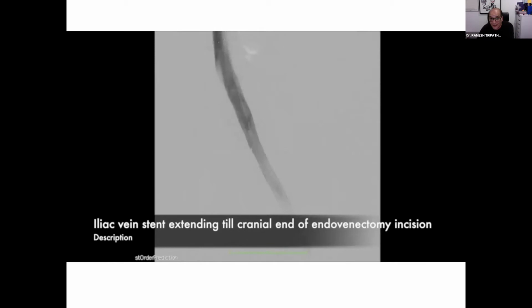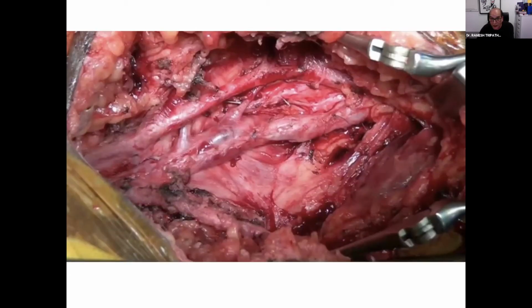So even after the stent placement, this is after a balloon angioplasty, and this is after stenting. And this is the closed vein at the end of the procedure.